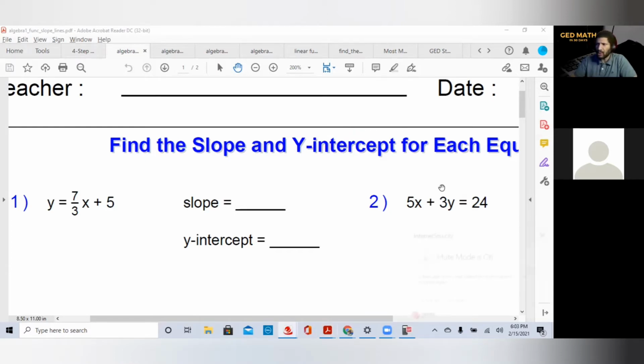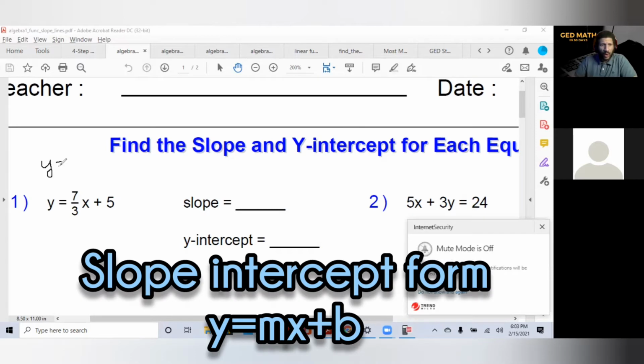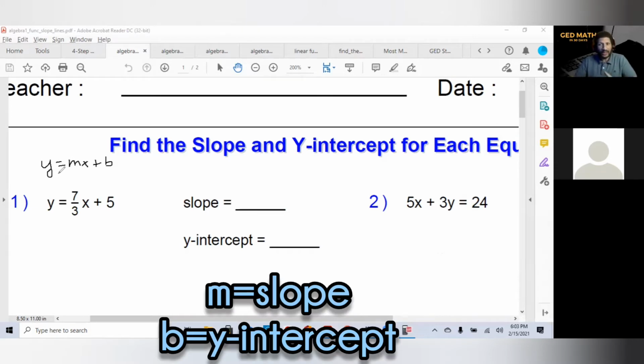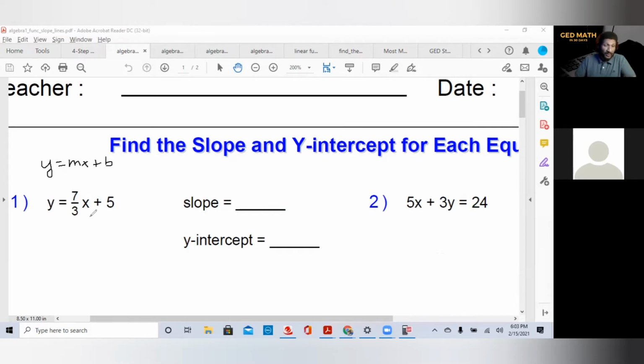If you notice, slope-intercept form is y equals mx plus b. If you see an equation that starts with y equals, and then you have some type of coefficient in front of your x, and then some y-intercept, it's very simple. Whatever is in front of this x is your slope. So the slope of this equation is 7/3.